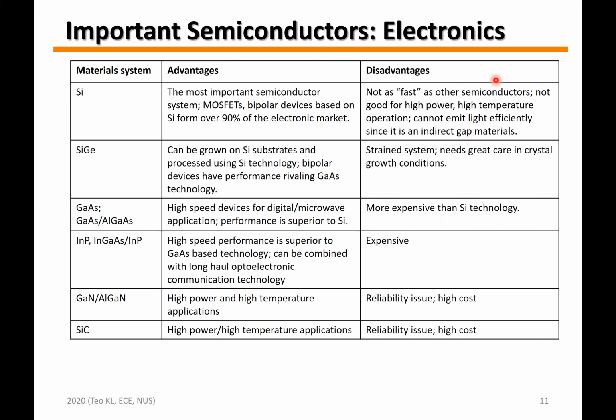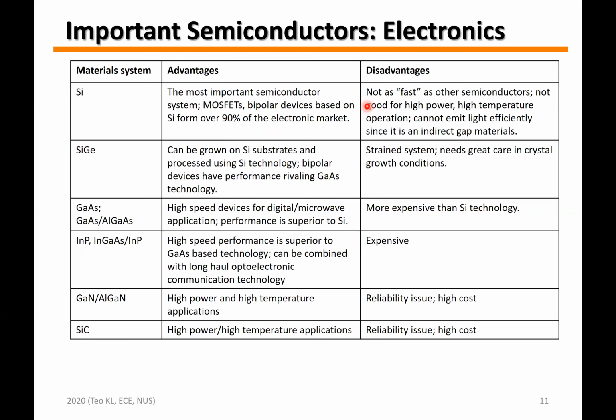Now, let us have a quick review of some of the important semiconductors for the application for electronics, light source, and detectors. So, the important semiconductor for electronics, which is well known, is silicon. That is the most important semiconductor system used in metal oxide field effect transistors and bipolar devices. Silicon-based devices form 90% of the electronic market.